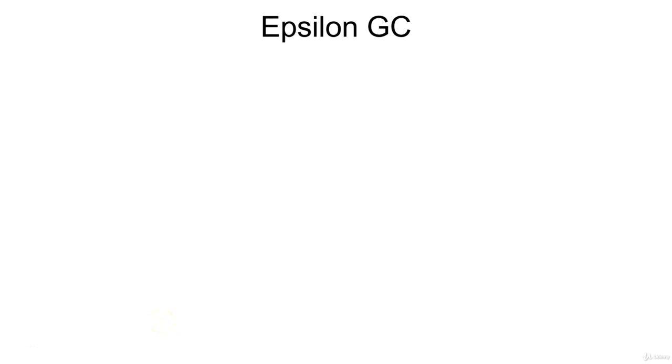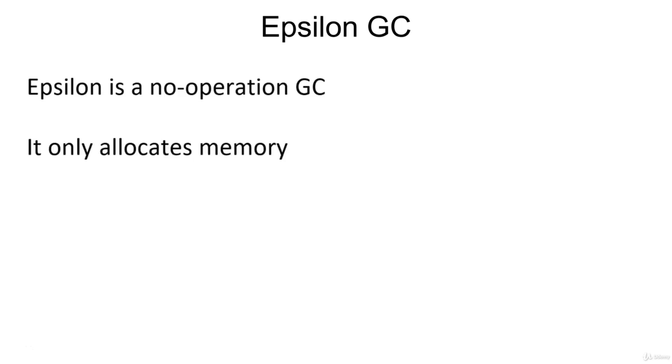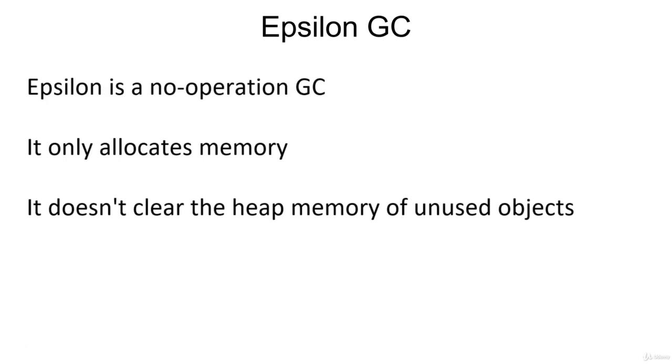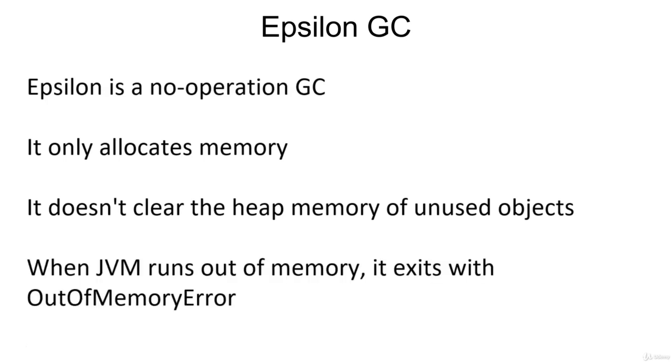In this video, we will talk about Epsilon GC. Epsilon GC was introduced in Java 11. Epsilon is a no-operation GC. It only allocates memory. It does not clear the heap memory of unused objects. And when the JVM runs out of memory, it exits with an out-of-memory error.